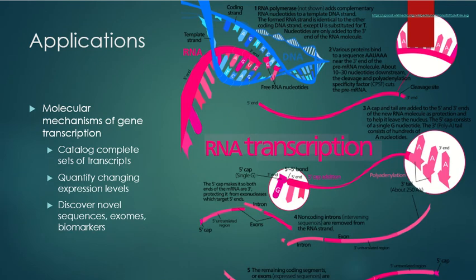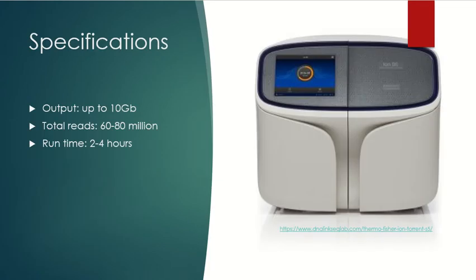IonTorrent RNA sequencing provides a representation of absolute expression and can identify and characterize low abundance transcripts and sequence whole transcriptomes. The machine that is used is actually benchtop, and it has an output up to 10 gigabytes, and it can do total reads of 60 to 80 million while running only 2 to 4 hours, which is much shorter than traditional next-gen sequencing.